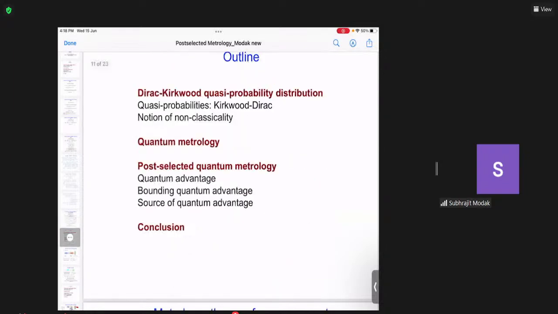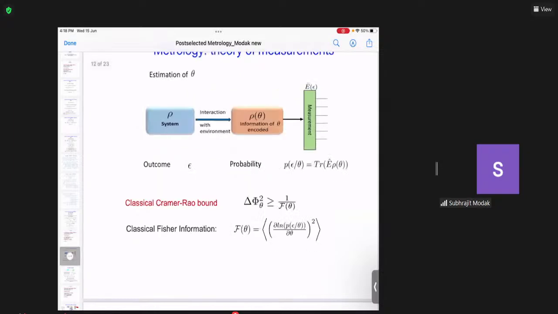So this is the second part of the outline. Now I will go to quantum metrology. I will not go into the detail of quantum metrology and post-selected quantum metrology. Rather, I am more interested in showing how this notion of non-classicality becomes a little confusing in different contexts. These are all metrological setups, because a metrological experiment refers to some parameter estimation protocol, and you have to design many different protocols through which you need to minimize the error in estimation. So there are many protocols: classical metrological protocols, quantum metrological protocols, and many different things.